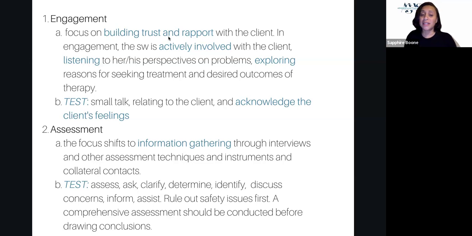A comprehensive assessment should be conducted before drawing conclusions. So just because you have asked some information or you have gathered some information, that doesn't mean that you're finished with assessment. Okay. We're going to talk about a social history, a biopsychosocial. If you see those words, you can deduce that you are either, depending on how it says, conducting the assessment, or if it says that you've already conducted those things, then you possibly could be ready to move on to planning.